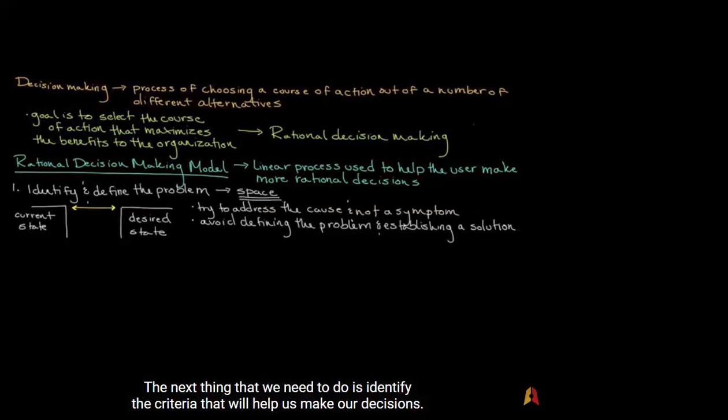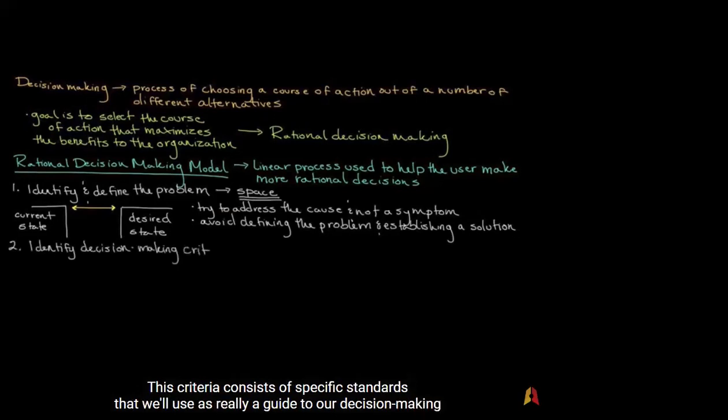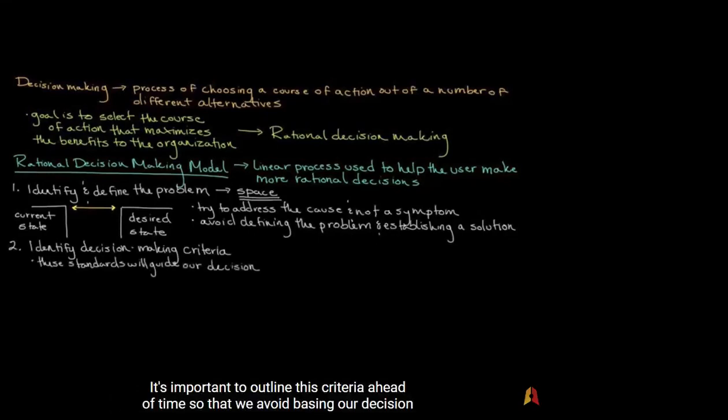Next thing we need to do is to identify the criteria that will help us make our decision. This criteria consists of specific standards that we'll use as really a guide to our decision-making process. It's important to outline this criteria ahead of time so that we avoid basing our decisions on maybe a few factors without considering a host of others.